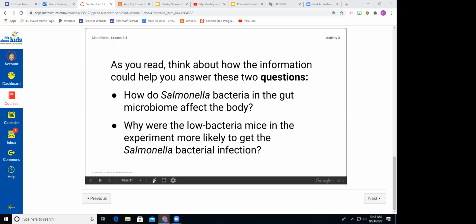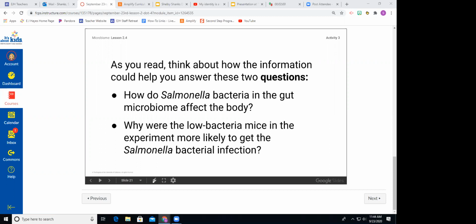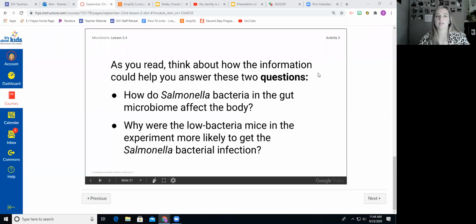It's like a stomach virus. They start throwing up and having diarrhea. Okay. Have you all ever had food poisoning before? It's the same thing. Salmonella is not always the reason for food poisoning, but Salmonella will cause some food poisoning. Right?